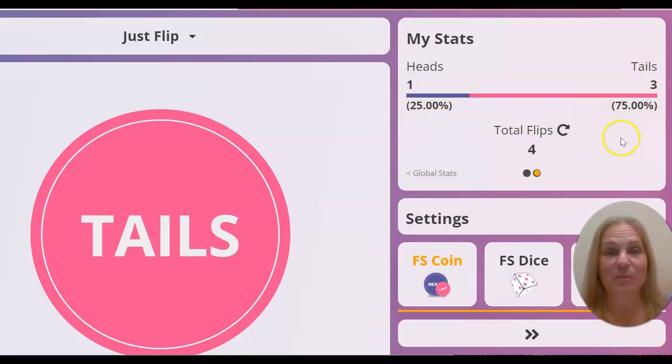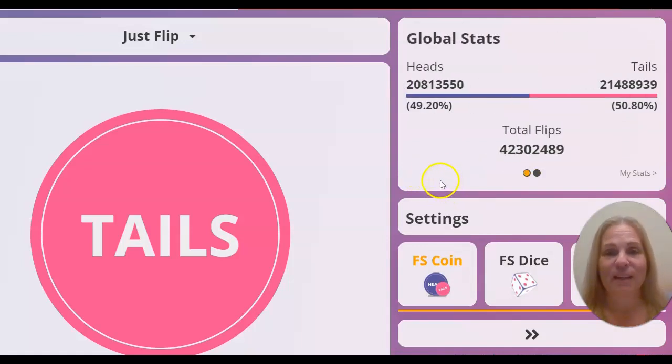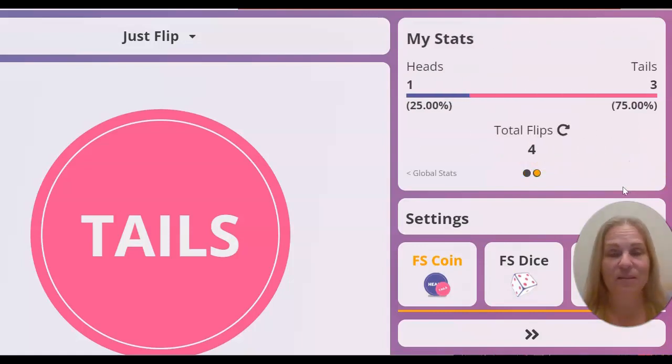So what's cool about this website is other people use this website and it keeps track every time anyone flips the coin. So when I click on global stats here, the website is Flip, F-L-I-P, Simu, S-I-M-U, flipsimu.com. And you can see that this coin has been flipped 42,302,489 times. And when you look at my stats are not what you would expect, right?